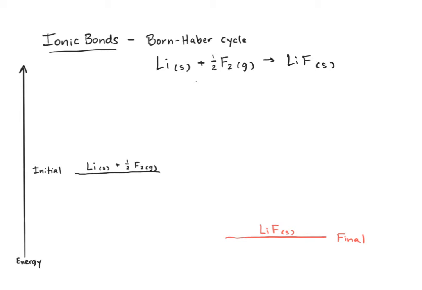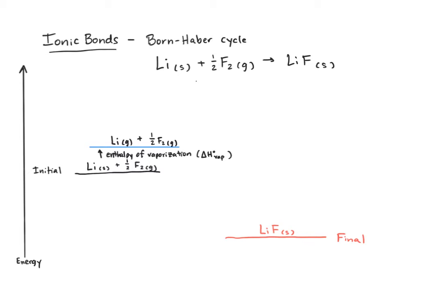The first step must be lithium vaporizing. This process requires an input of energy. It's an endothermic one. The specific amount of energy depicted in this arrow is called the enthalpy of vaporization. Its symbol is delta H vap.